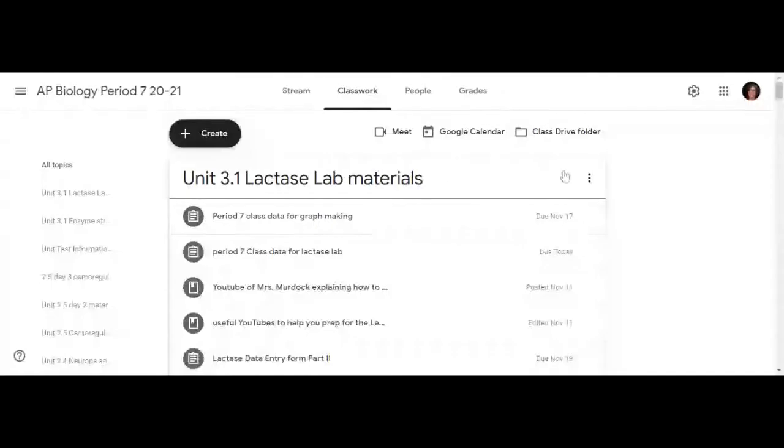Let me show you your Google Classroom and show you what's been there all along for you for about a week now. This is 7th period, but you guys have all the same thing. Here's Lactase Lab Materials. Here it is. Right, this is where you find everything.